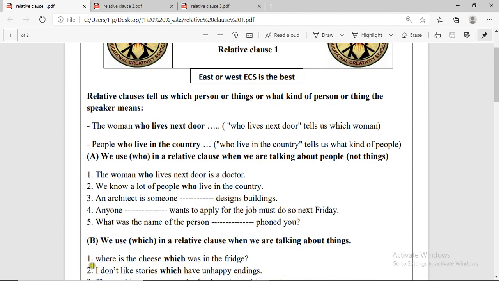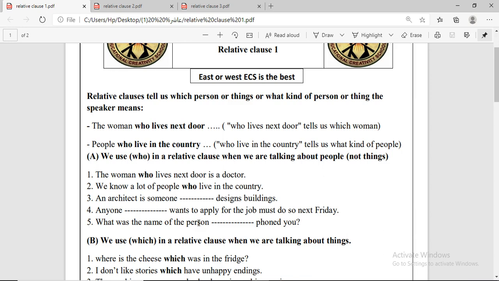Yes. An architect is someone. What's the meaning of architect? مهندس معماري. An architect is someone who designs buildings. Number 4. Anyone who wants to apply for the job must do so next Friday. Anyone who, because we are talking about anyone. Number 5. What was the name of the person who phoned you? Who, because we are talking about a person. Is it clear? I think yes.